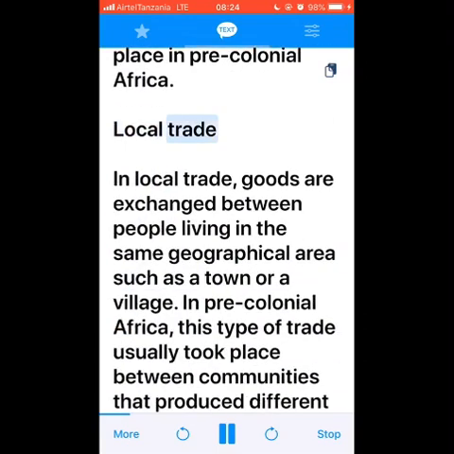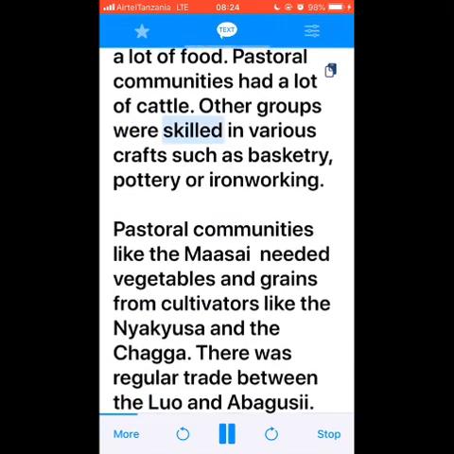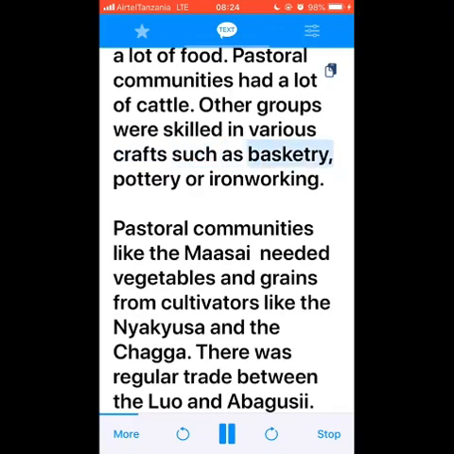Local trade. In local trade, goods are exchanged between people living in the same geographical area such as a town or a village. In pre-colonial Africa, this type of trade usually took place between communities that produced different goods. For example, communities that lived in fertile areas produced a lot of food. Pastoral communities had a lot of cattle. Other groups were skilled in various crafts such as basketry, pottery or ironworking.